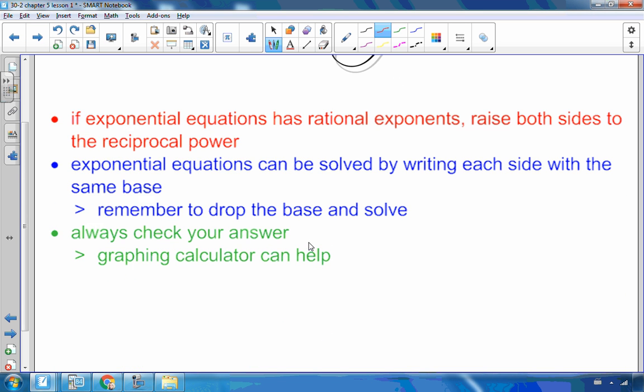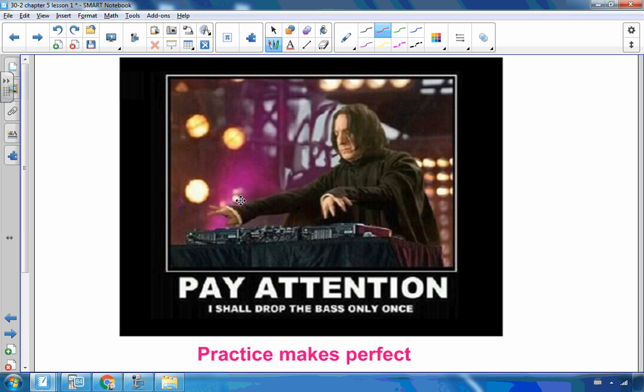Okay, to summarize our lesson, if we have exponential functions or equations that have rational exponents, raise both sides to the reciprocal power. Exponential equations can be solved by writing both sides with the same base, and then you drop the base and solve. And you can always check your answer on the graphing calculator, and I do recommend you do so. So I thought Professor Snape would be very appropriate here. Pay attention. I shall only drop the base only once.